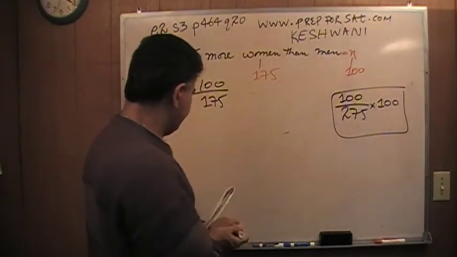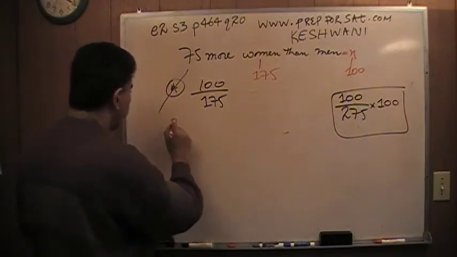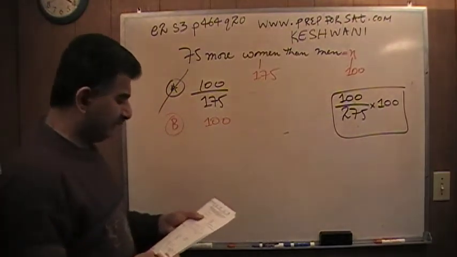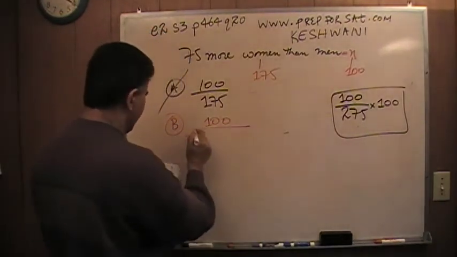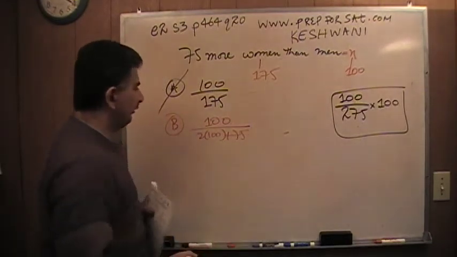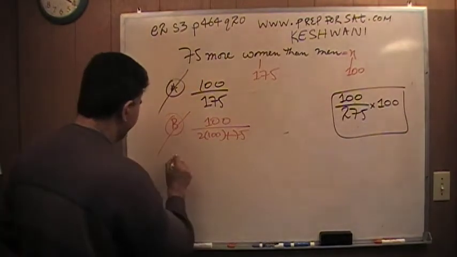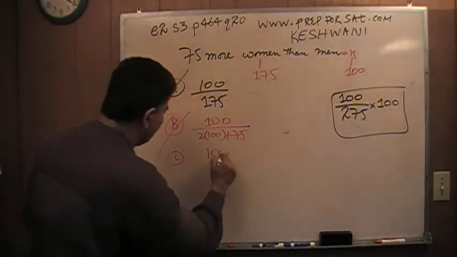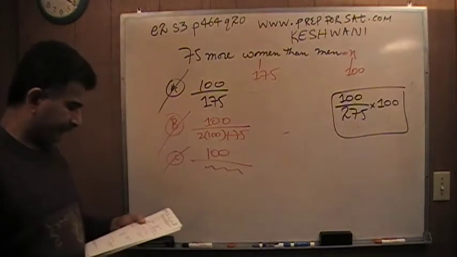B says n, which is 100 in this case, and you should immediately see that in B, we only have 100 on the top. That's it. It doesn't matter what's on the bottom. On the bottom we have 2 times 100 plus 75. I'm not going to waste my time. This is not the answer because we need 100 times 100 on the top. Similarly, C also has 100 over mumbo jumbo. This is not the answer.